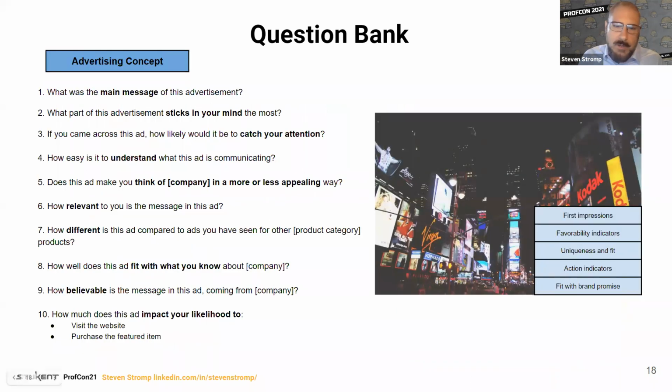And then finally, for advertising concepts, we want to gather what's the main message. So this is, again, a lot of the top of mind after they first are introduced to a stimulus. What's the main message? What sticks in your mind? What catches your attention? Students don't have to use all of these, and they may come up with their own spin on it, but these are just some places for them to start.